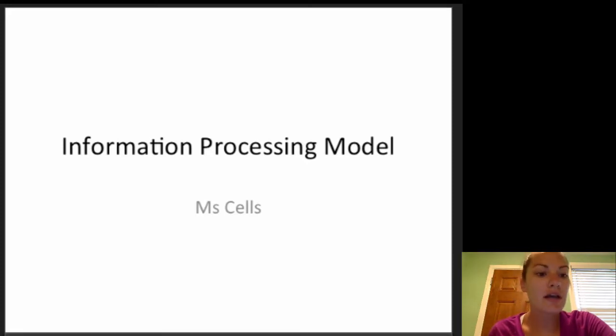All right, so today we're going to be talking about the information processing model. We're going to go relatively quickly, so let's get going.